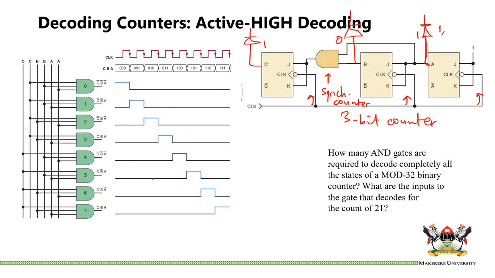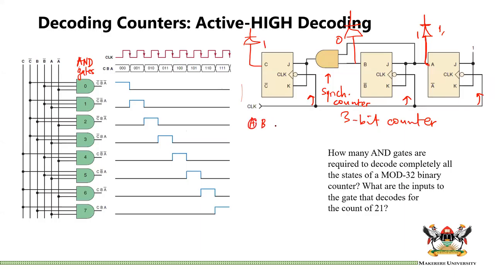And this decoder circuit tells us the current state of the decoder. So for instance, you can use AND gates. We have a chain of AND gates, okay? And each AND gate is given a certain unique input.